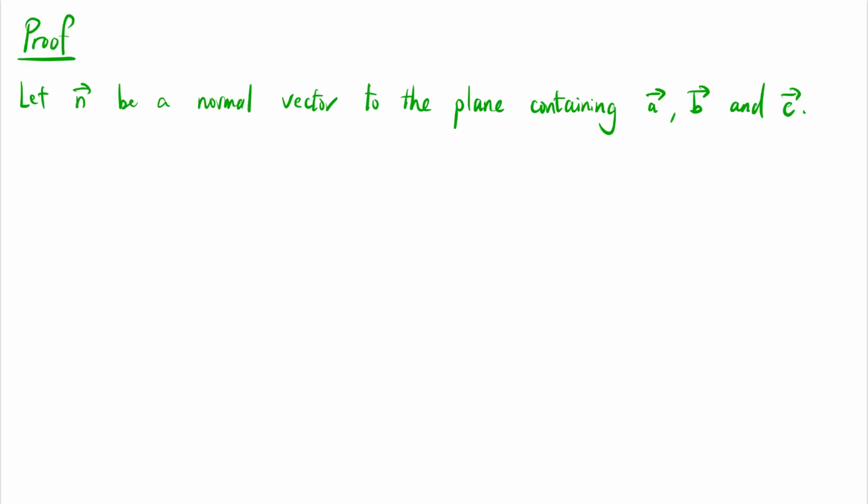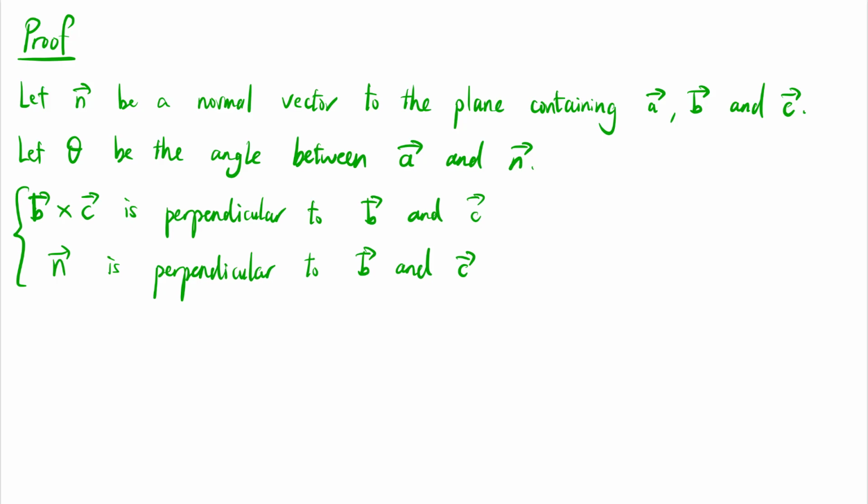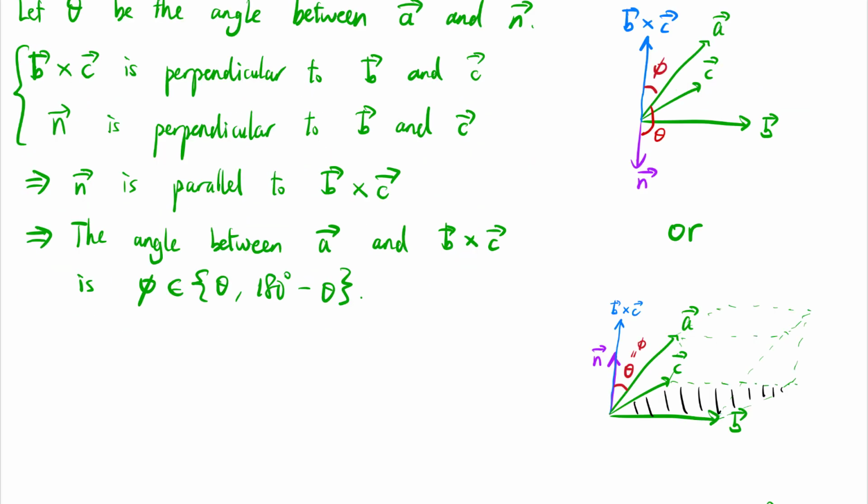For the proof, let n be a normal vector to the plane containing B and C. Let theta be the angle between A and n. We know that B cross C is perpendicular to B and C, and also n is perpendicular to B and C. So, n is parallel to B cross C, and the angle between A and B cross C is phi, which is either theta or 180 degrees minus theta.